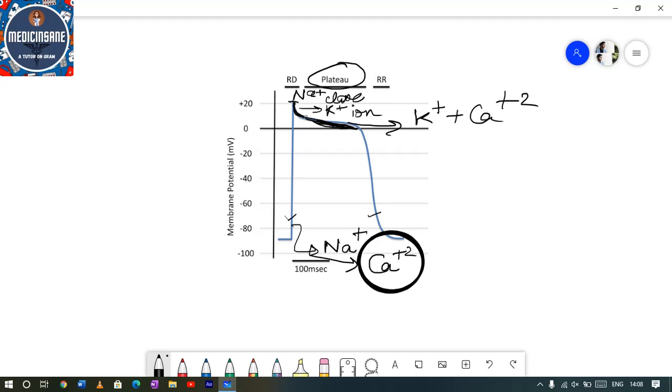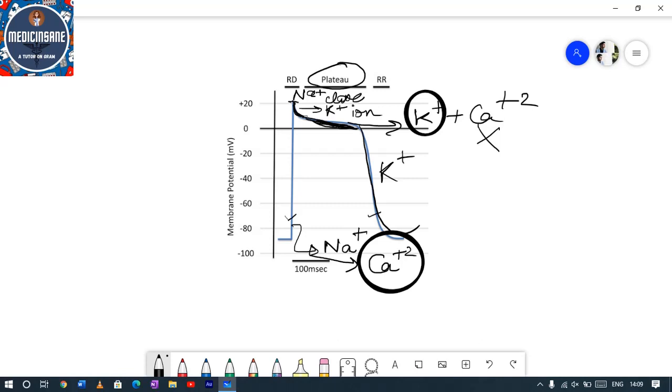Now, after this, what happens is calcium channels are going to close and only potassium channels are going to predominate in the repolarization phase of the action potential of the cardiac myocyte. So this is how the skeletal muscle action potential differs from the cardiac muscle action potential.